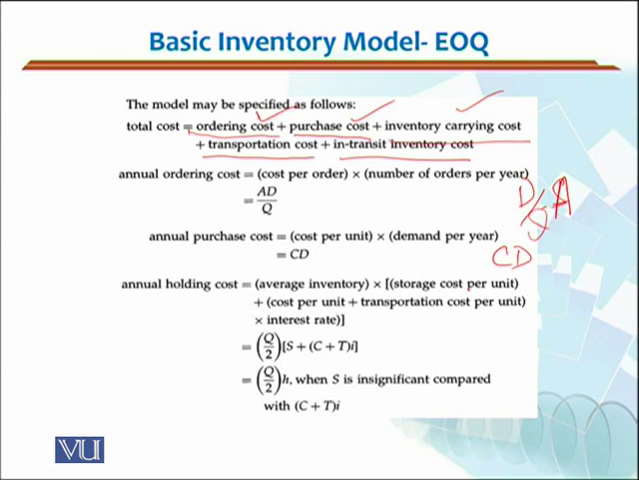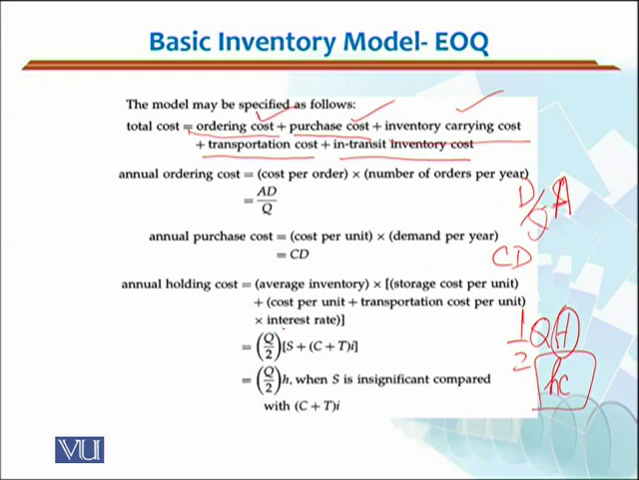Annual holding cost would be the average inventory multiplied by the storage cost per unit plus the cost per unit plus transportation cost per unit multiplied by interest rate. I have expanded it. You would have gone through the holding cost as half of the inventory, Q over 2 times H, or big H, HC. I have expanded it in order to tell you some detail about this HC, how you would actually calculate it.